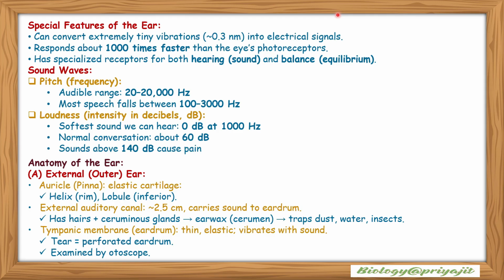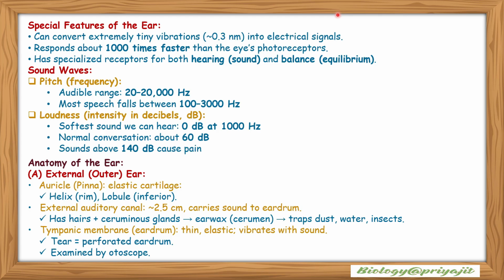Loudness is measured in decibels, where the threshold of hearing is about 0 decibels, and at 1000 Hz normal conversation is around 60 decibels, and sounds above 140 decibels reach the pain threshold. The ear is divided into three main parts: the external ear, middle ear and the internal ear.